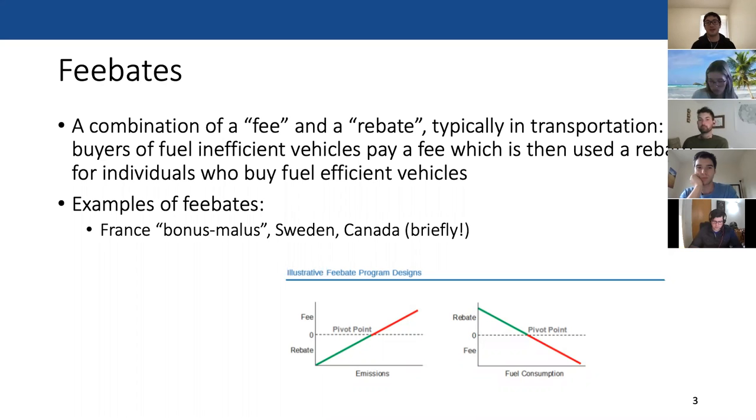So this is a pretty hot topic, or is continually being a hot topic in the policy world, because, for example, California has these rebates, but they use cap and trade money, and there's always uncertainty about whether or not it's still going to be around, and there's delay in payments because sometimes they don't have the funding stream set up correctly. Examples of existing fee-bates include the bonus-malus system in France, Sweden, Canada briefly had it, and I believe there's a couple other regions that have examples of these fee-bates.